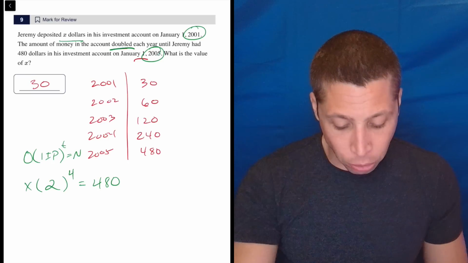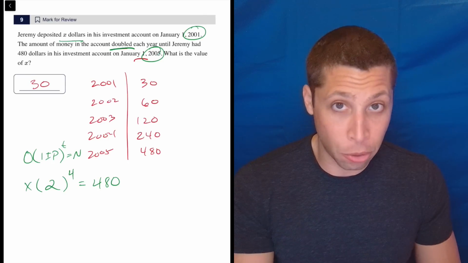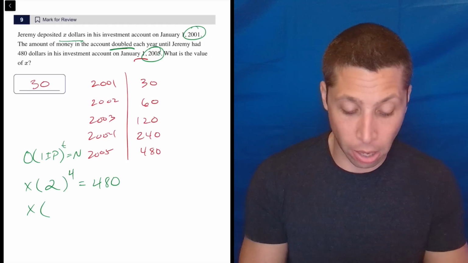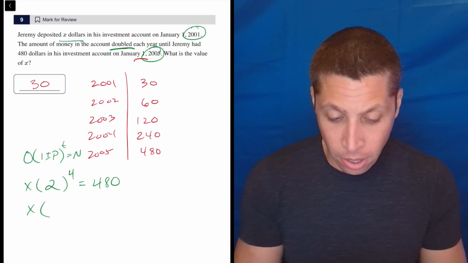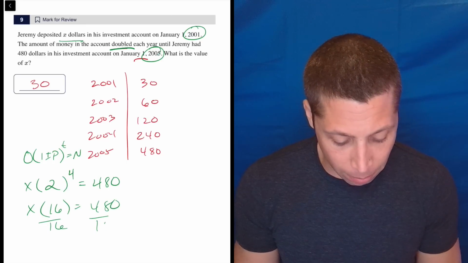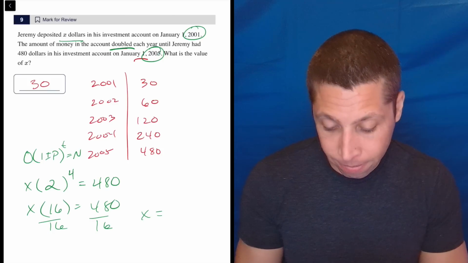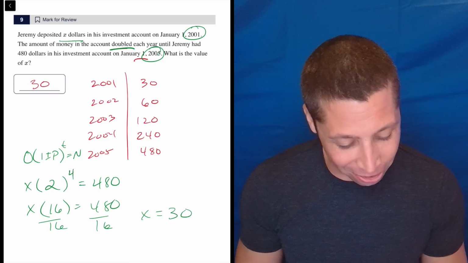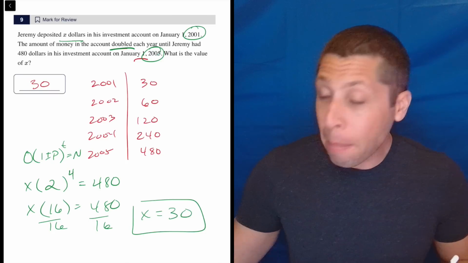So we could put this in the calculator. We could let Desmos solve, but the numbers here are not so bad. So X times 2 to the 4th, you could put that in your calculator as well. 2 to the 4th is 16, equals 480. Divide by 16, divide by 16. X is, I'm just going to make sure I know the answer, but can't hurt to double check. Yeah, still 30. Good.